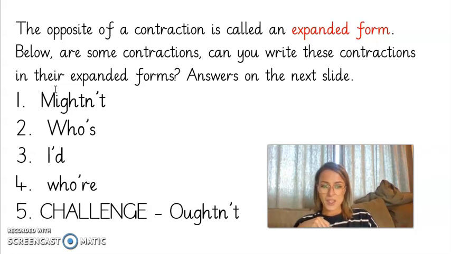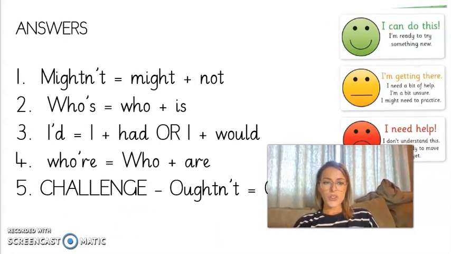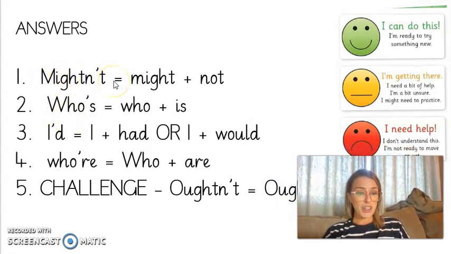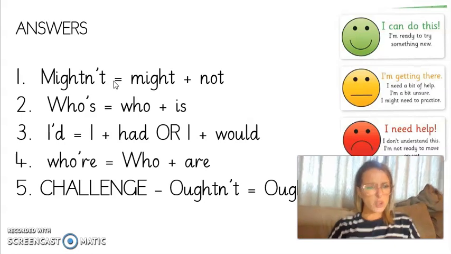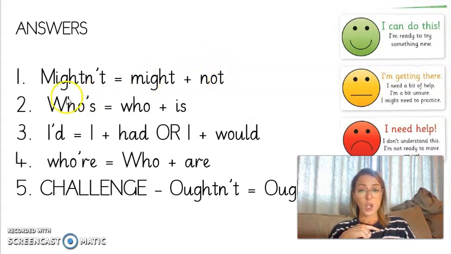Okay, so you should now have the answers. And I am going to show you. Here we are, look. So, question 1, you should have started with mightn't. That's a really hard one, actually. That's quite an old-fashioned way of speaking. Mightn't. Okay, that would start as might not.